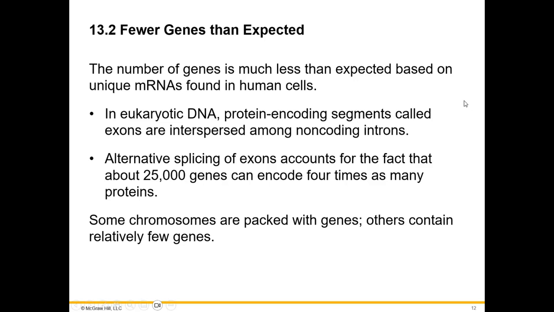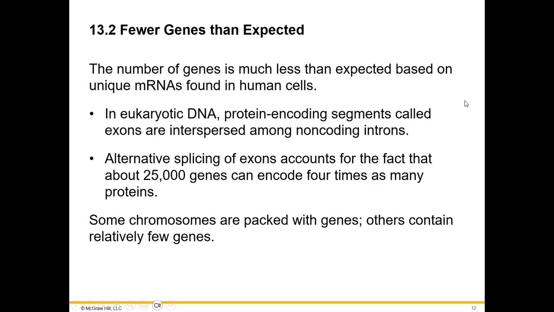We know that alternative splicing of those exons accounts for the fact that about 25,000 genes can actually encode 4 times as many proteins. When we talk about alternative splicing, that's what we mentioned in chapter 12, where even though we have transcribed one section of DNA and created a primary RNA transcript, we're going to cut out those exons so they're separate from the non-coding introns. The alternative splicing comes in at that point because we could rearrange the order in which we're putting those segments of exons so that now we're coding for entirely different proteins.